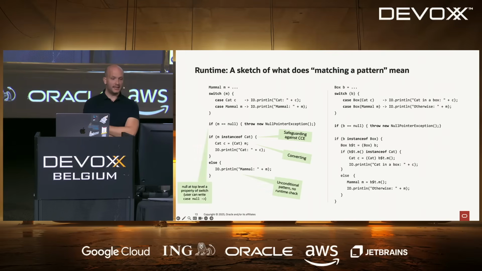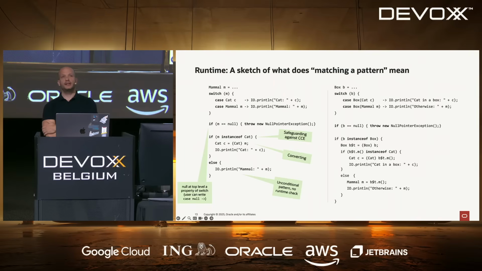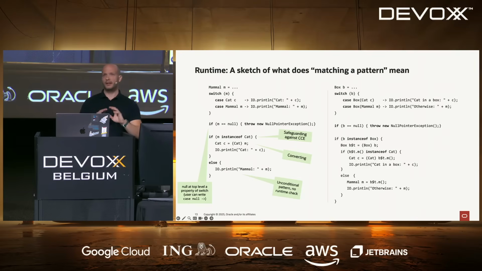One last point is that if there was no way for a switch to capture its intent to match case null, the last case would match, right? Because instanceof would say, oh, this is null, so false, and it would go to the unconditional pattern. However, a switch can state its opinion. So this is why you see this first line there: if m equals null, then throw NullPointerException. You can write in the switch at the top level case null to capture this intent.